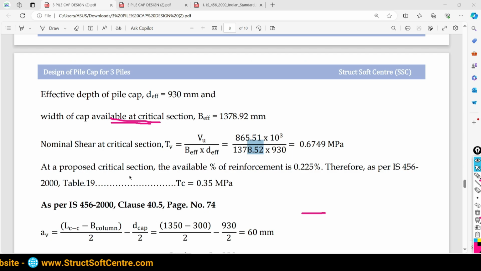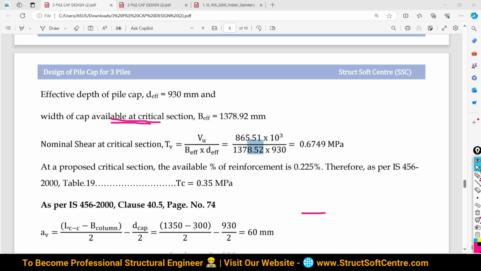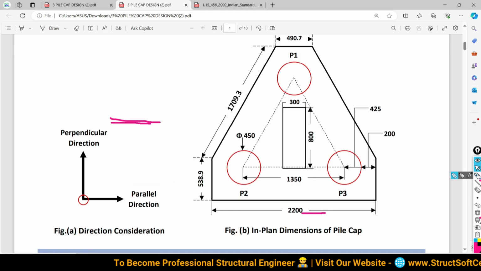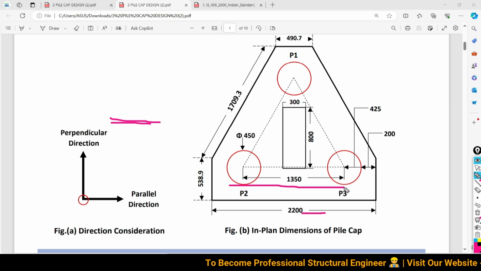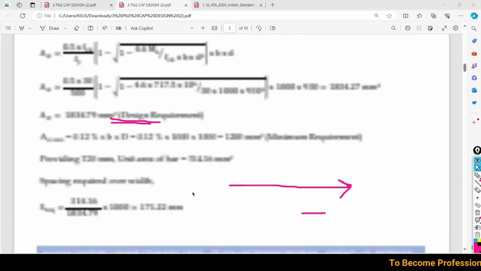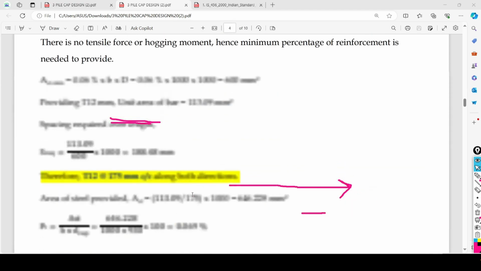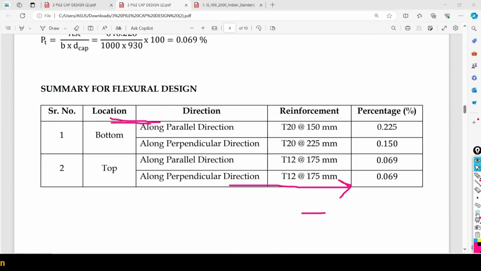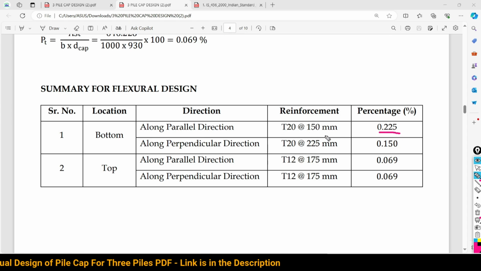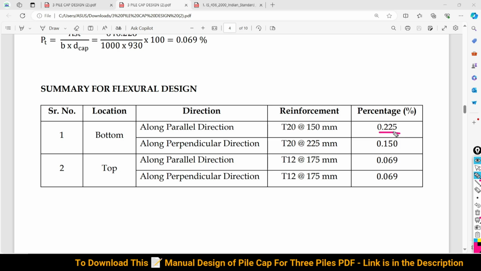Now at the proposed critical section, the available percentage of reinforcement is 0.225%. Actually, we are doing the calculation along this length, means along the parallel direction. So how much percentage of reinforcement is available along the parallel direction at the bottom of the pile cap? This much, 0.225. Actually, we have provided 20 mm diameter bars at a spacing of 150 mm center to center. So the percentage available is 0.225.